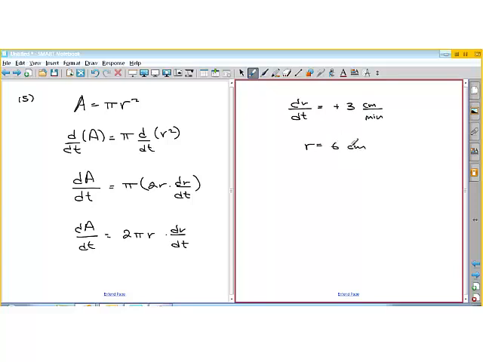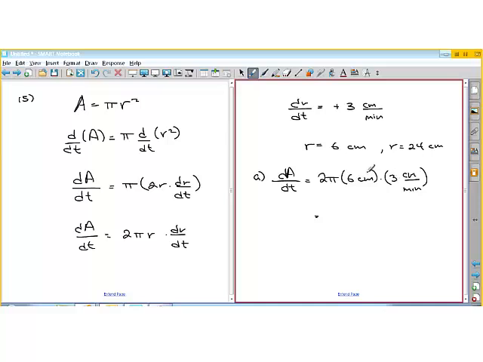R, we have two values. We have 6 centimeters and we have 24 centimeters. So this part, dr dt, is the same. What changes is r. So part A, dA dt, the rate of change of the area with respect to time, is 2 pi times the radius, 6 centimeters, times the value of dr dt, which is positive 3 centimeters per minute.